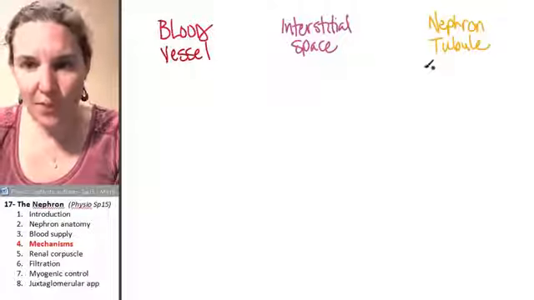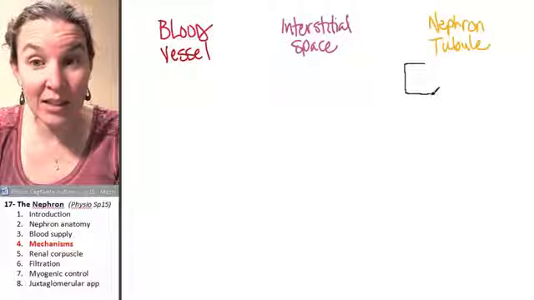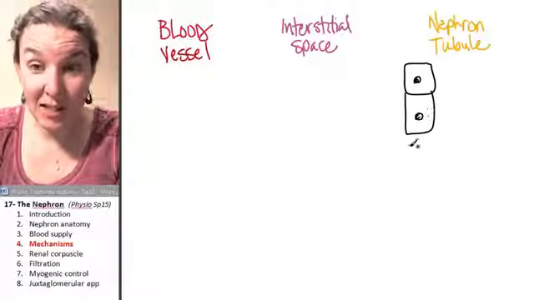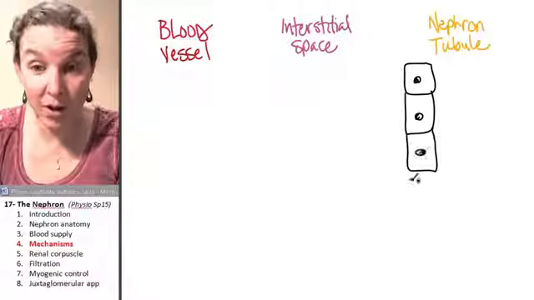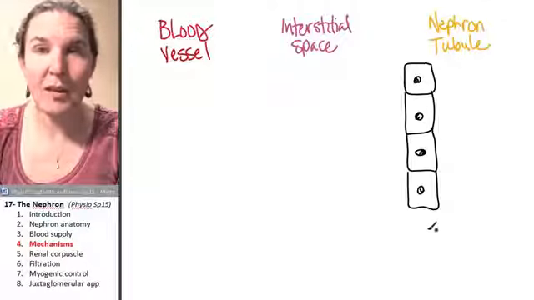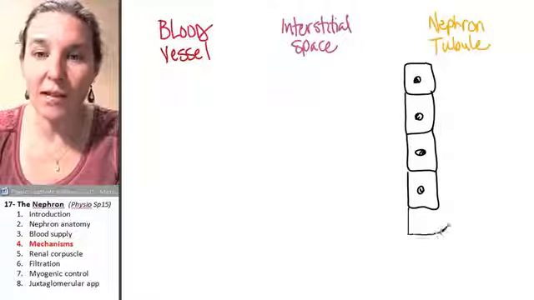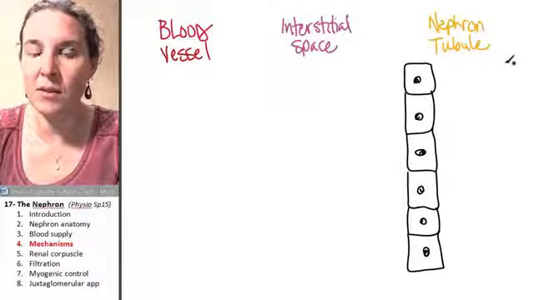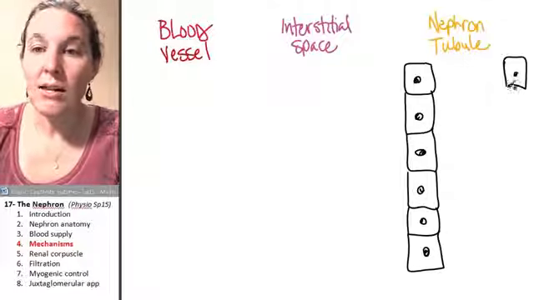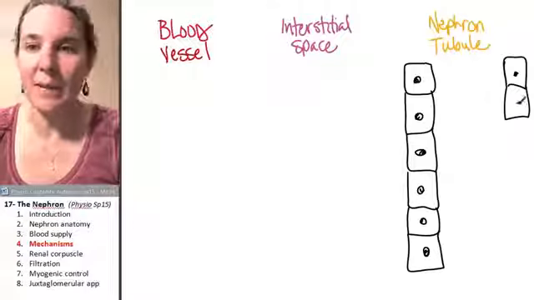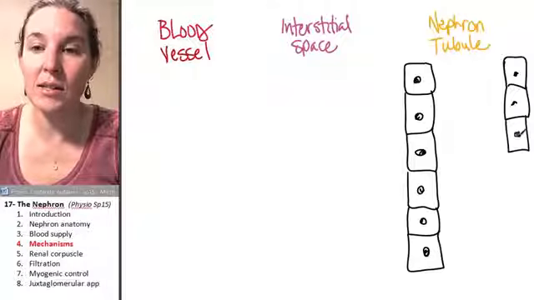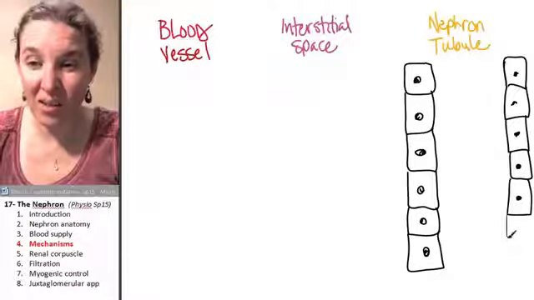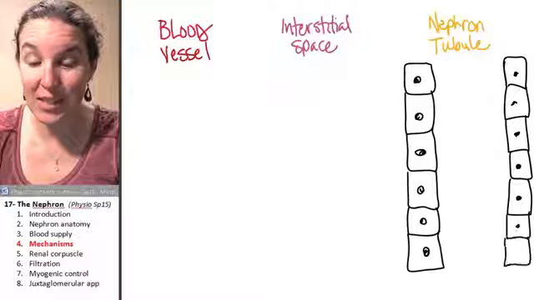Do you agree that the tube is going to be lined with cells? And in fact, the type of cells is going to vary depending on what part of the tubule we're in, because the structure of those cells is going to enable the function of those cells. All of the time, the cells lining the nephron tubule are epithelial cells because they're lining spaces.